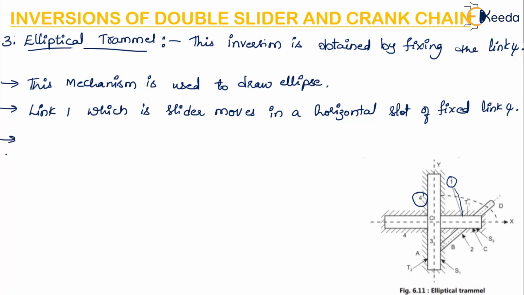The link 3 is also a slider, and it moves in a vertical slot.